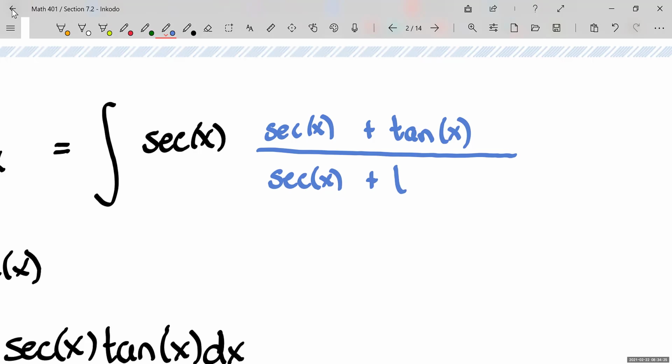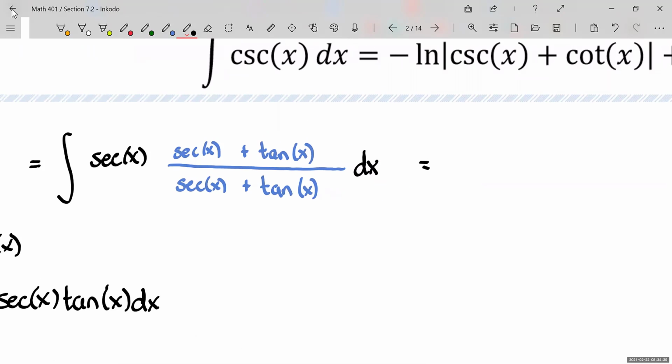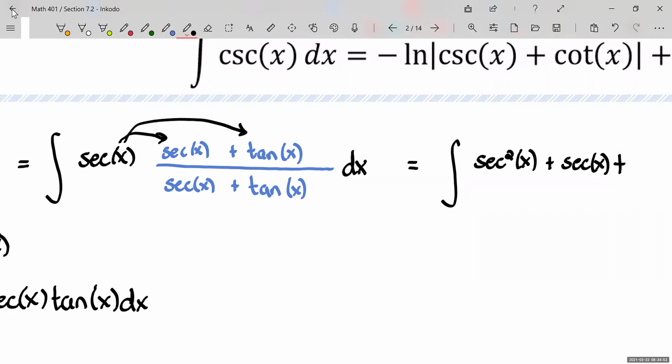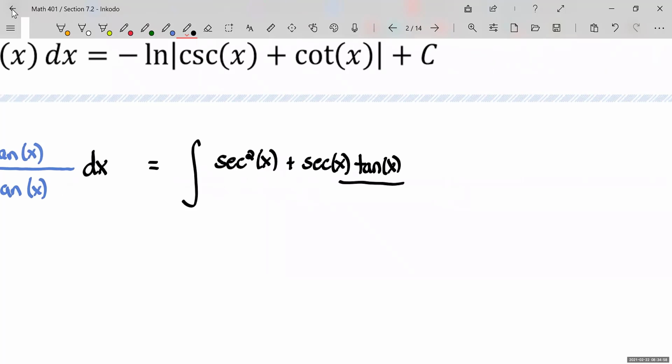And this is why I say it's not one that is easy to start, because a lot of people won't see why you do this multiplication at first. But once you do multiply by this, then after you distribute the numerator through, you start to see why we did that. It becomes a secant squared of x plus a secant tangent of x in the numerator. In the denominator, we have a secant of x plus a tangent of x.